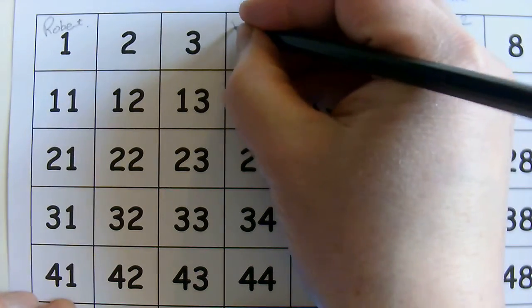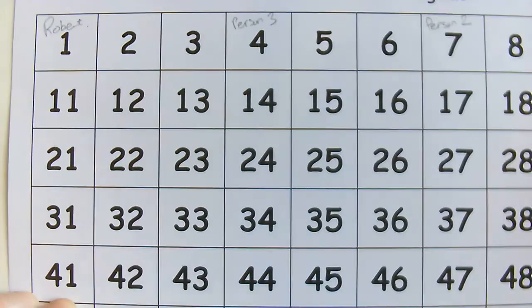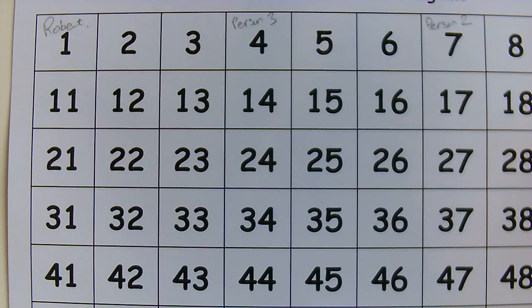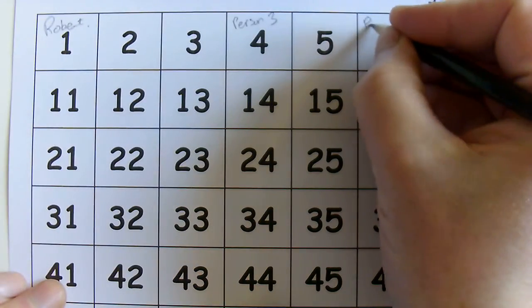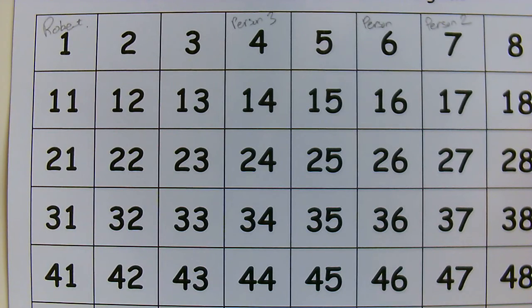So person number 3 goes there. And last but not least is person number 4. They are going to go 1 and 2 and 3 is 6, and they're going to claim this square here. Person number 2 now gets to roll the 3 dice and carries on again.